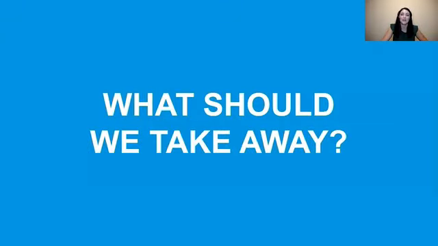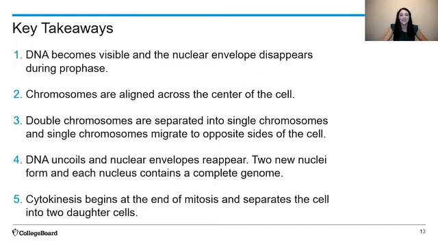So what should you take away from this video today? Our key takeaways are that DNA becomes visible and the nuclear envelope disappears during prophase. The chromosomes are aligned across the center of the cell during metaphase. Double chromosomes are separated into single chromosomes, or chromatids, that migrate to opposite sides of the cell. In telophase, DNA uncoils and the nuclear envelopes reappear, and 2 new nuclei form, and each nucleus contains a complete genome. And cytokinesis begins at the end of mitosis and separates the cell into 2 daughter cells.